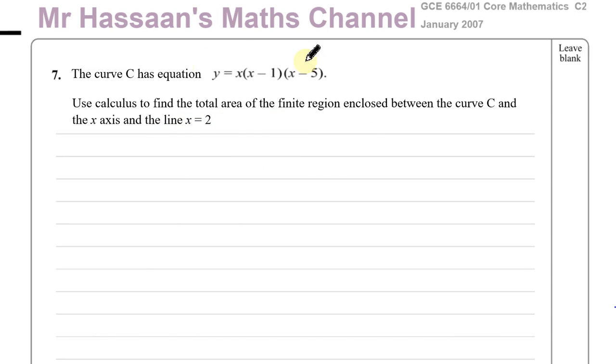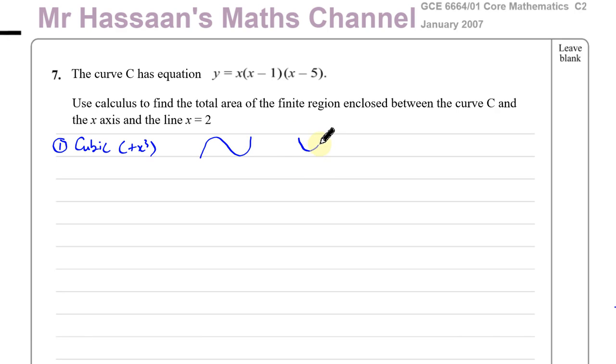First of all, we have to think about how to draw this curve so we can picture what's happening and identify the areas that we need to find. The first thing is to think about what type of graph we are dealing with. If you were to expand this, you would get x cubed as your highest power, positive x cubed. So we can see that this is a cubic graph with a positive coefficient for x cubed, which therefore has this type of shape.